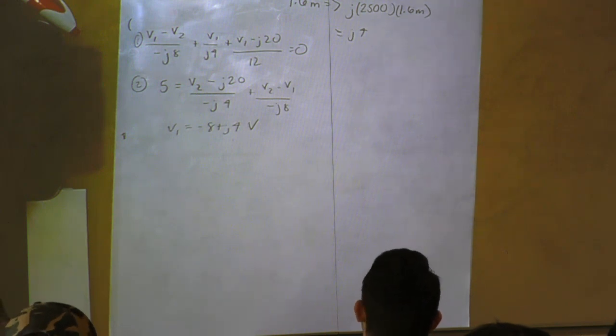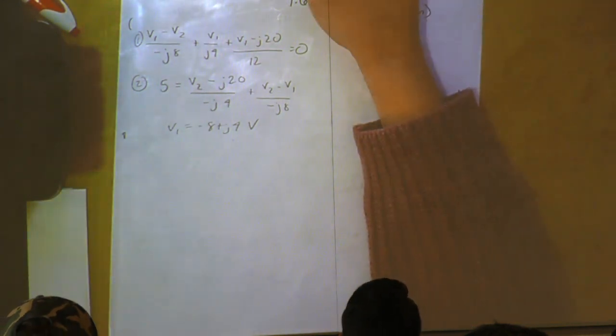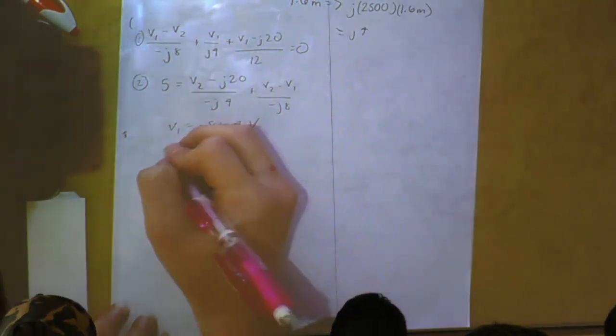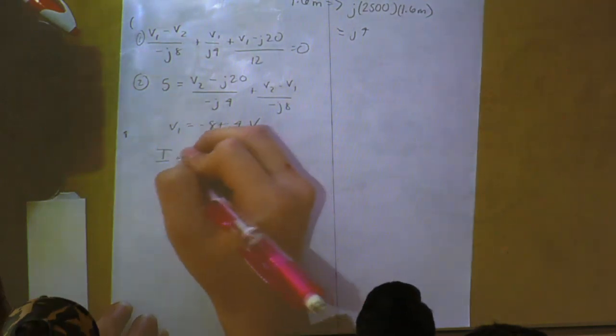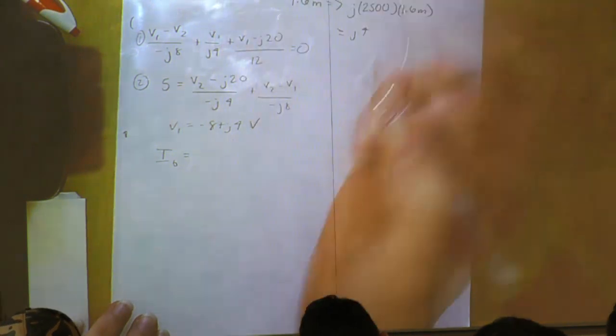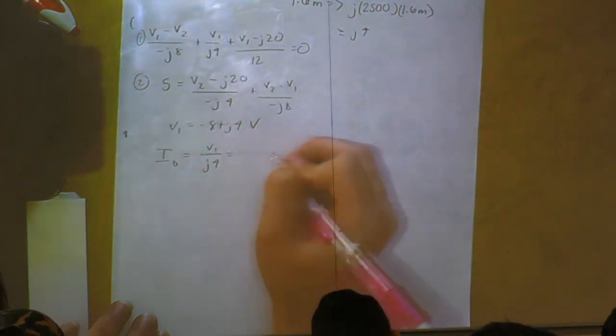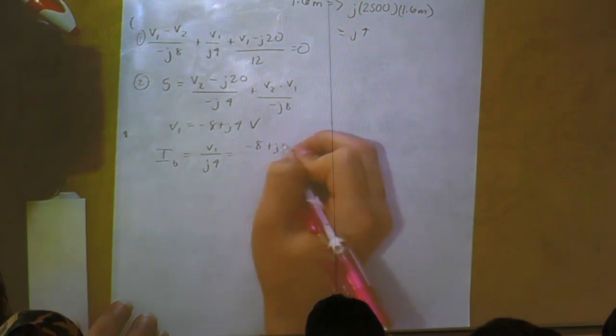Is everyone okay with that? So then we have this voltage across the inductor. All we would have to do is a simple Ohm's law. So our I_O is equal to, this would be I, capital I, V1 all over j4, equals negative 8 plus j4.